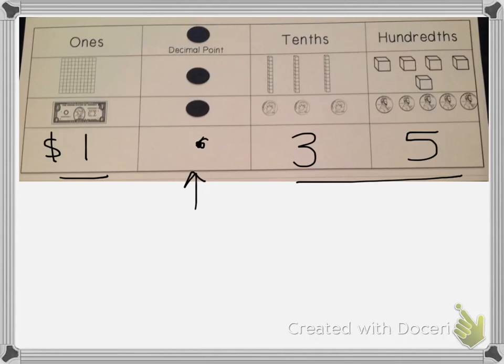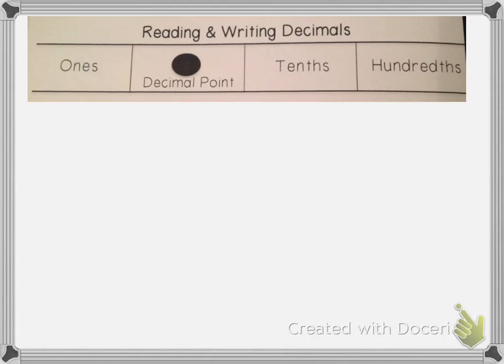You already know how to read money. You would read this as $1 and 35 cents. Sometimes we have numbers with a decimal point that's not describing money, and there's a special way that we read these numbers. So let's look at a new number.